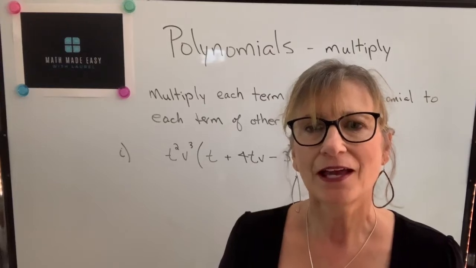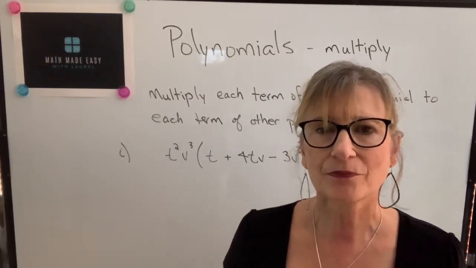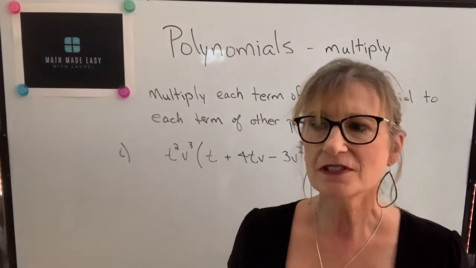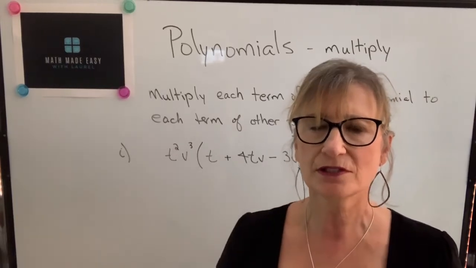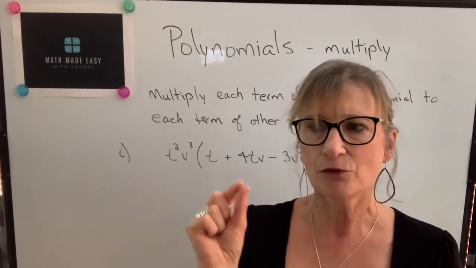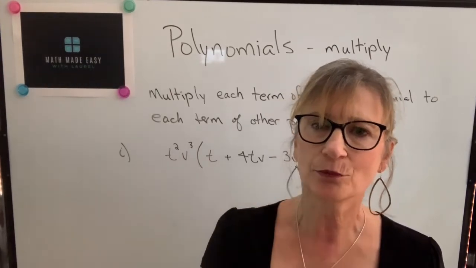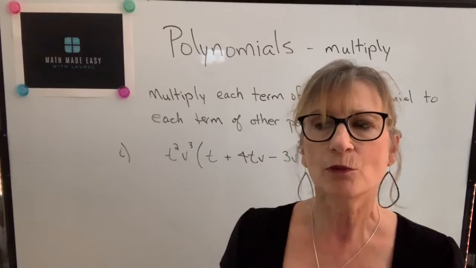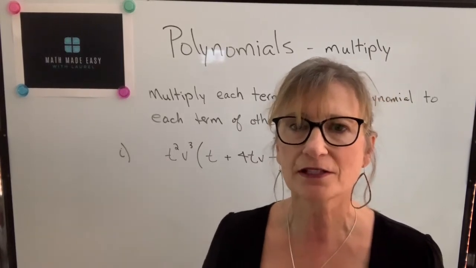I'm Laurel, and in this video we're going to look at how we multiply polynomials. The rule simply is when you have two polynomials being multiplied, you take every term in the first polynomial and multiply it to every term in the other polynomial. We'll look at what we do if we have more than two polynomials a little bit later, but let's just go with that to start with.